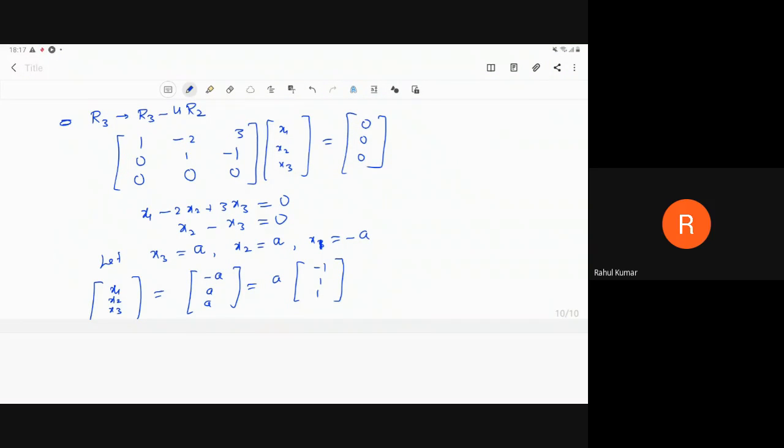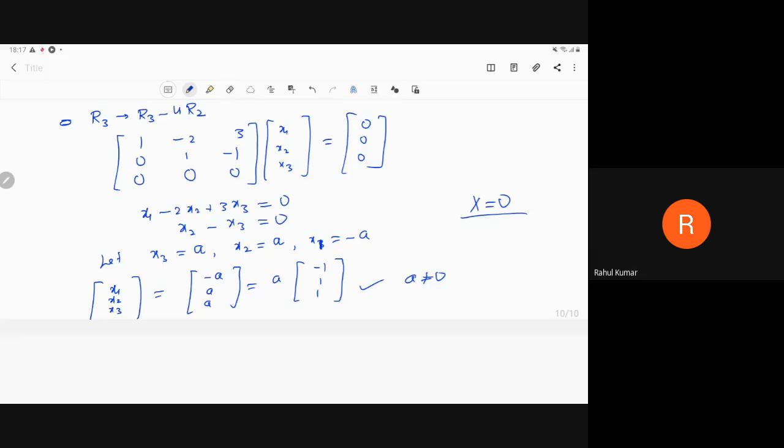So any non-zero multiple of the vector minus 1, 1, 1 is an eigenvector. Non-zero multiples, of course. x equal to 0 is never an eigenvector. If you write it in the exam, you will get less than 0 marks. So be careful. Eigenvector is never 0. So you leave it here and say that this is the answer for eigenvectors where a is any non-zero real number.